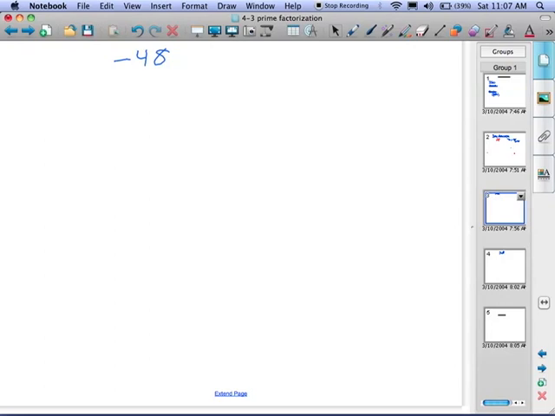Next board, we're going to throw in some negative numbers. We have negative 48 to work with. Kind of difficult because it's a negative number. There's an easy solution, and you've kind of already done this before. We are actually going to break negative 48 into negative 1 times positive 48. And that takes care of the negative sign. Now we have positive 48.